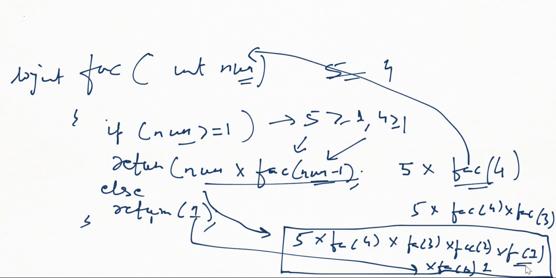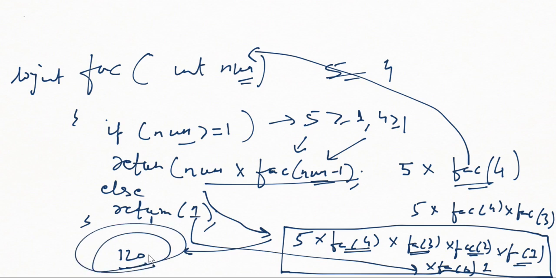Then this factorial of 1 is computed, then factorial of 2 is computed, then factorial of 3 is computed, then factorial of 4 is computed, and finally by getting all these values, it returns the final answer, that is 120. So this is how the factorial computation or the recursion computation is done.